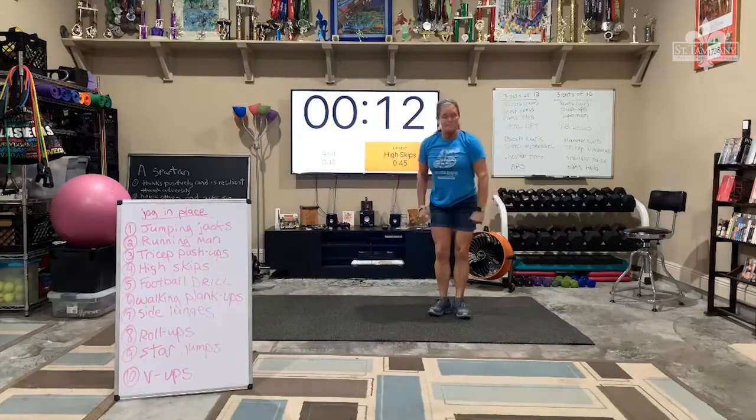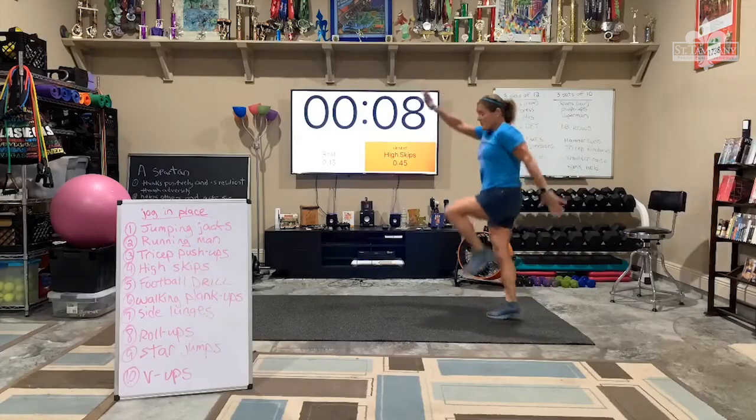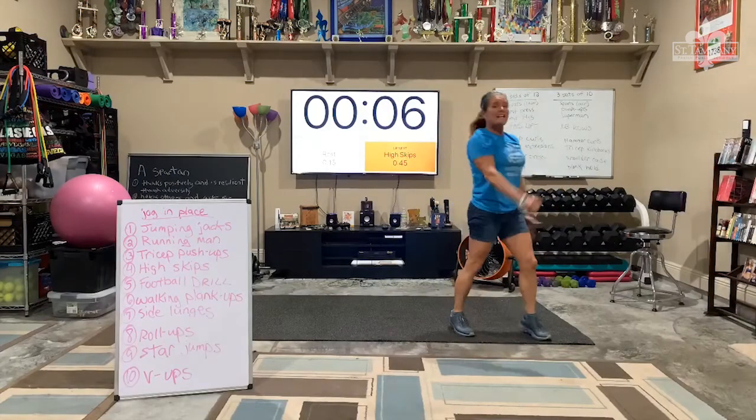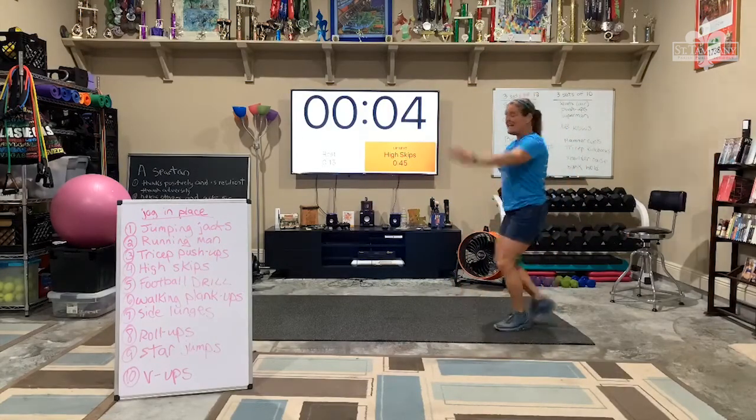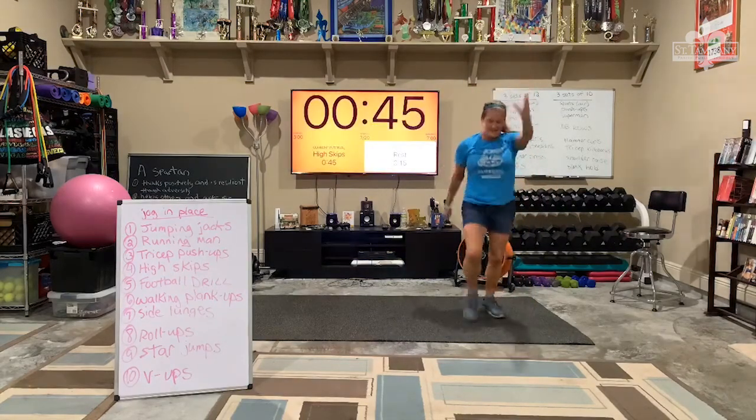That was a tricep push-up that works the back of the arm. But now we have high skips. So that's a hop and a high knee. Three, two, here we go. One. Woo! Skips. High skips.